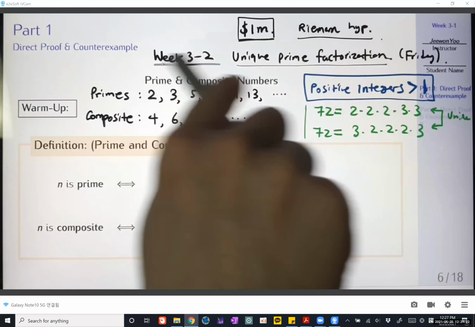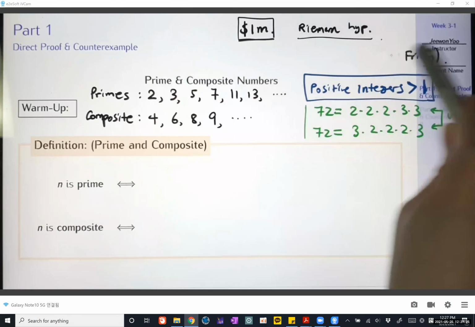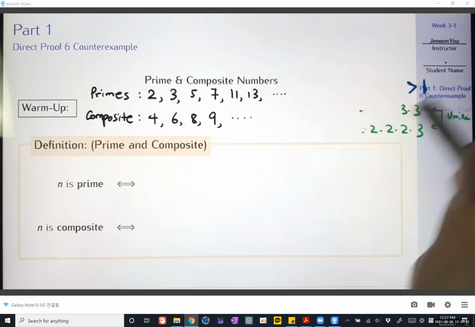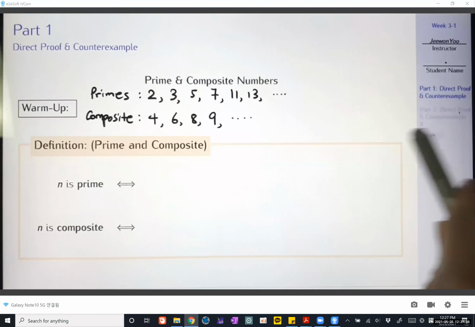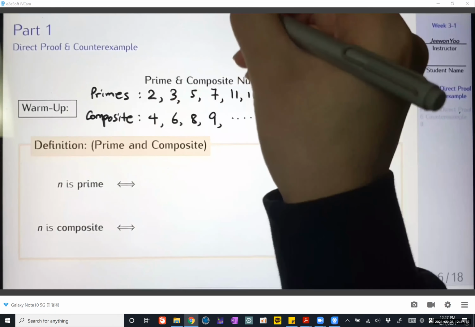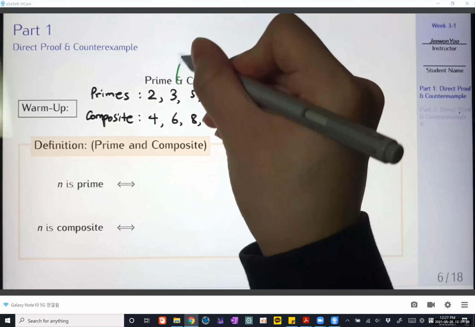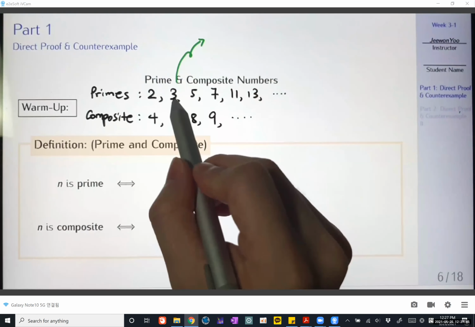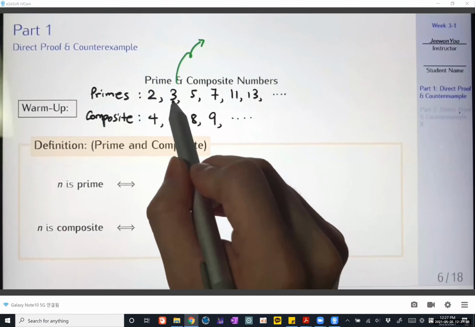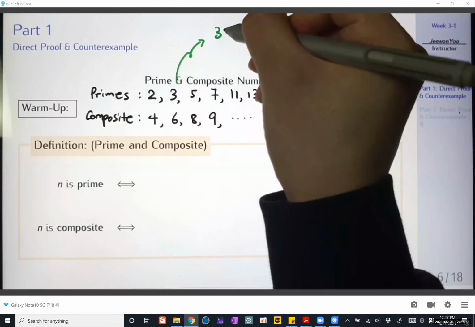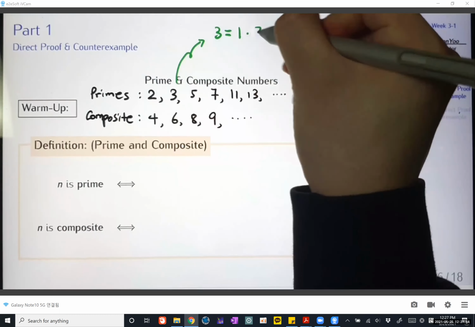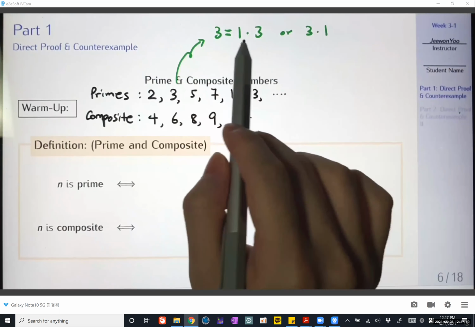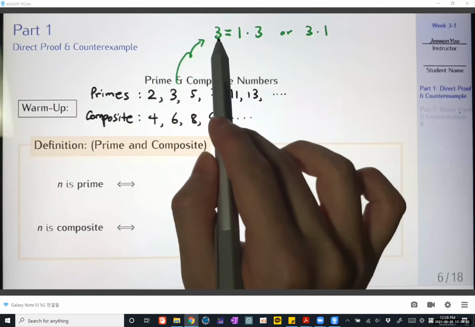Okay. I need to make some space, everyone, because I'm about to tell you one of the important properties of prime numbers. Take a look, everyone. For example, 3. What is the definition of a prime number? The only factors of 3 are 1 and itself. For example, 3 is equal to 1 times 3, or 3 times 1, and if these are the only factors of 3, then surely 3 is a prime number. Do you agree?